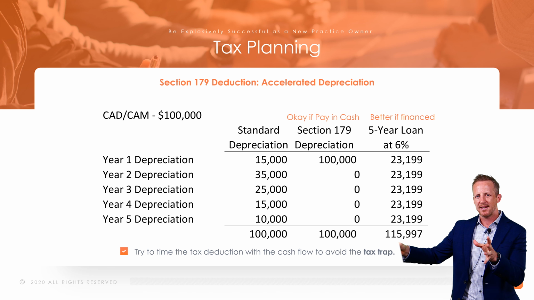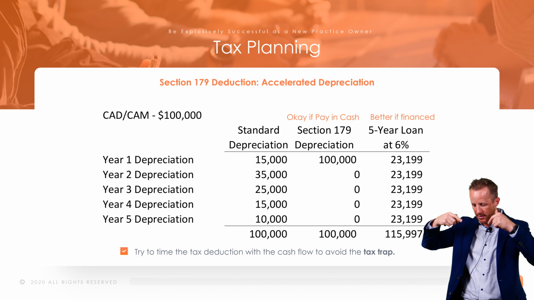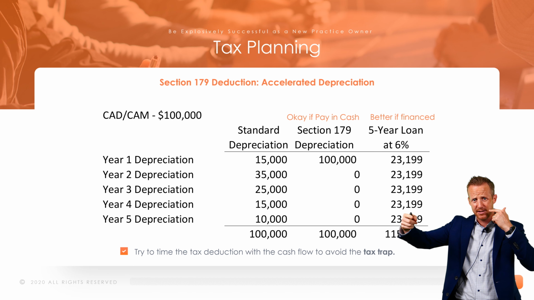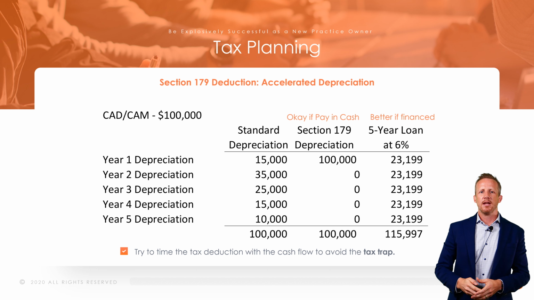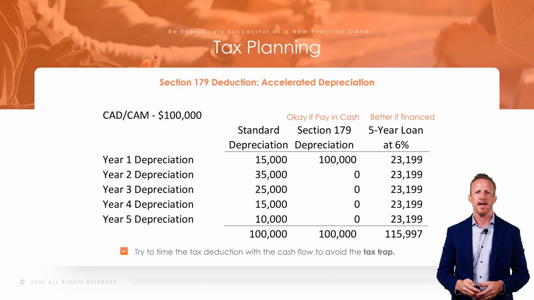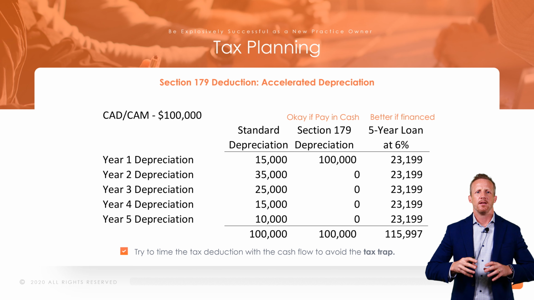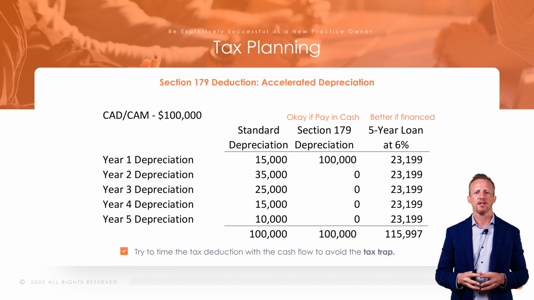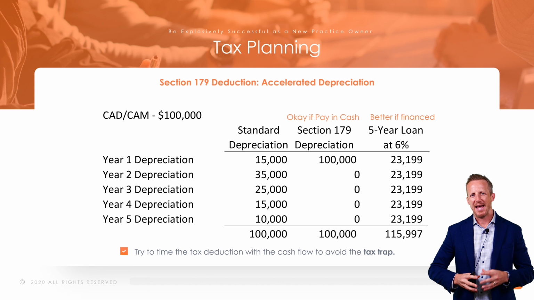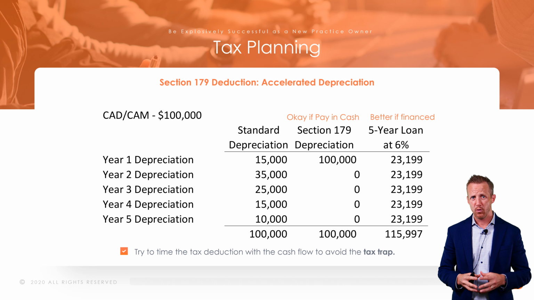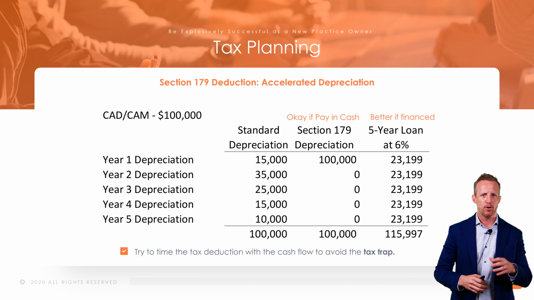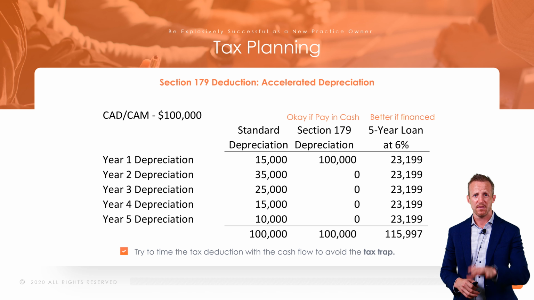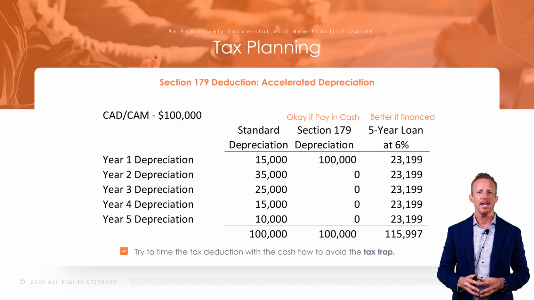So good tax planning means you're not just eyeing this year, you're eyeing next year and the next year. You're looking out, you're planning now. Now I really want to emphasize that we want to time that tax deduction, because if we don't, then we fall into a tax trap. Because after that first year, let's say you take the 179 deduction and you get the full benefit, but let's say you financed it, so now you've got all these years of paying out.